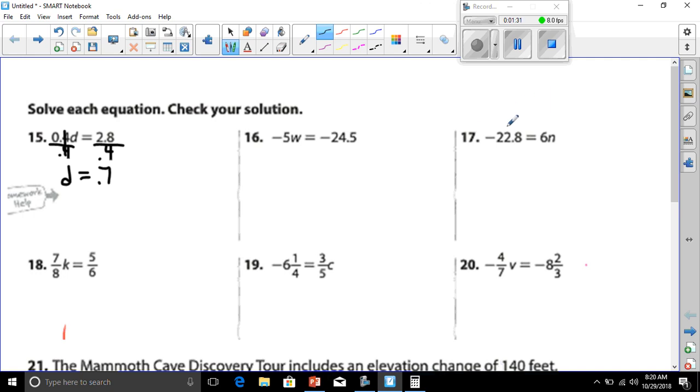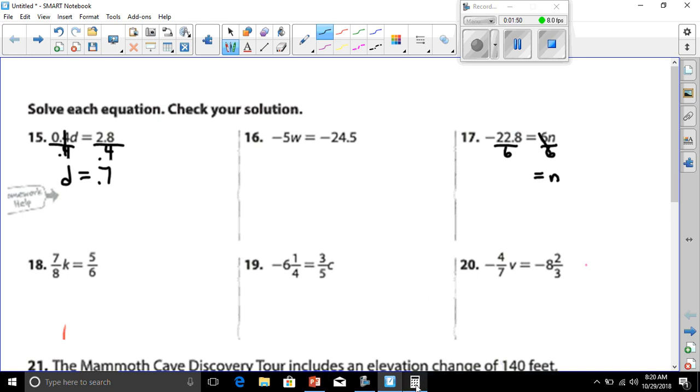All right, number 17. Once again, we have a multiplication problem over here. Fixes the numbers next to a variable. So I will divide by the coefficient. Whatever I divide from one side, I must divide from the other side. These cross out to leave me n.